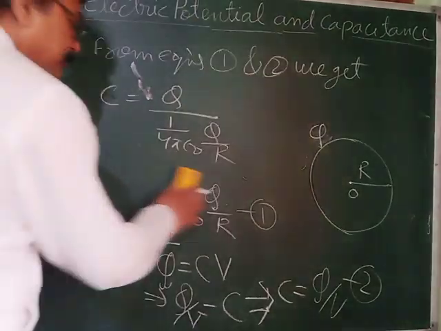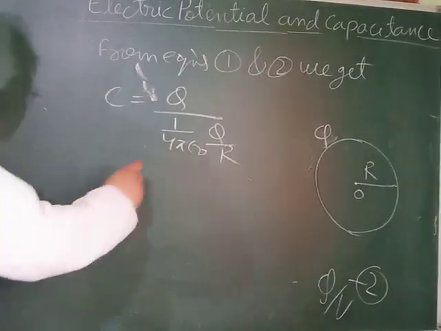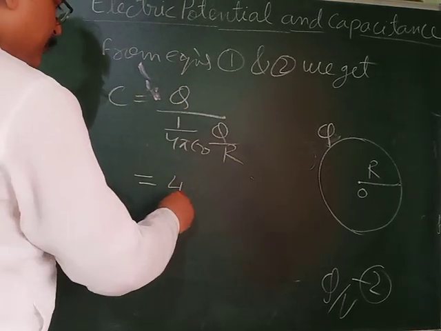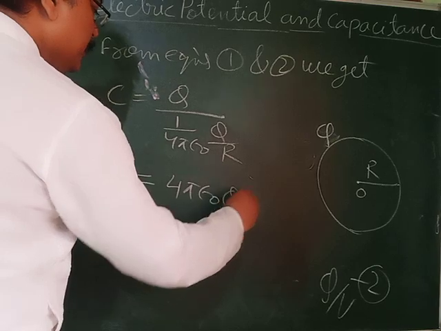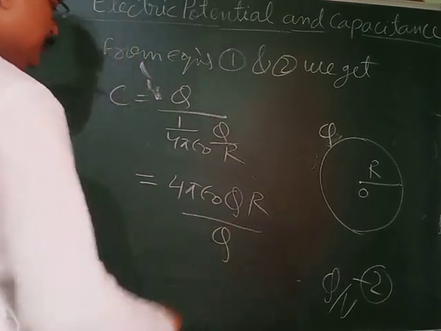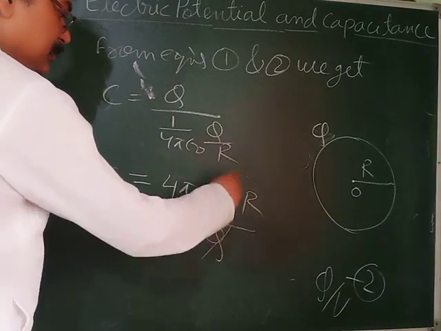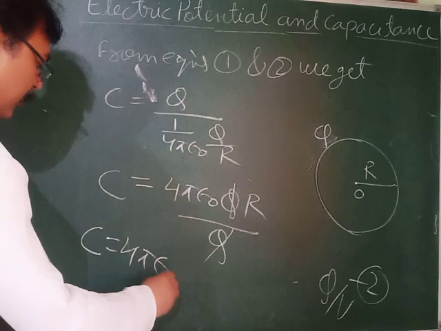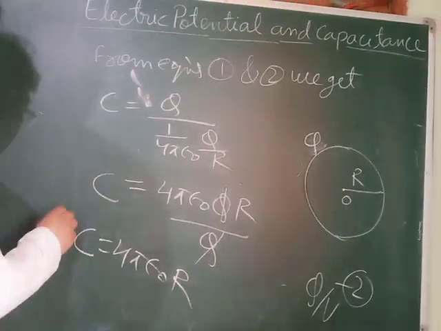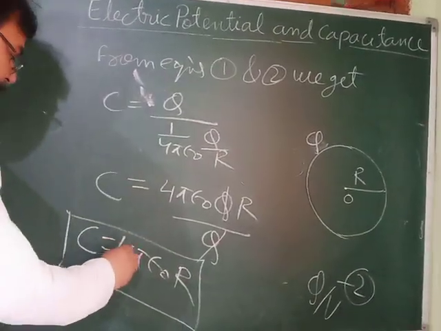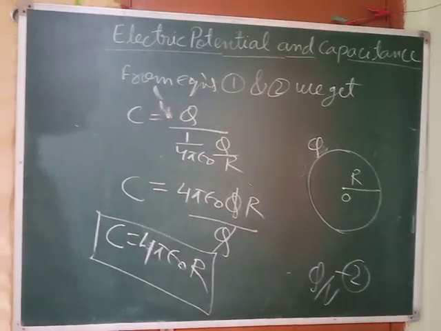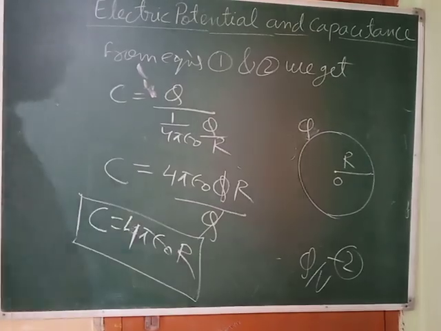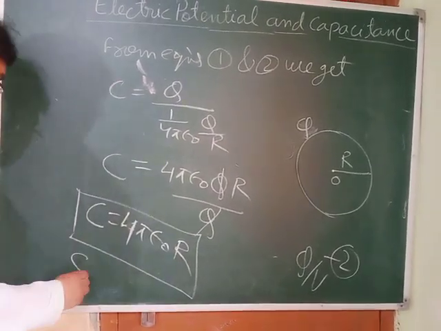Okay. Now, what can we do? See, this 4 pi epsilon naught will go up. This R will go up. So we will have 4 pi epsilon naught Q R upon Q. Now this Q and this Q will cancel out. So we will be left with 4 pi epsilon naught R. So this is the capacitance of a spherical capacitor of radius R. What do you find here? See, 4 is a constant, pi is a constant, epsilon naught is a constant. So what can we write from here? Can we write C is proportional to R?